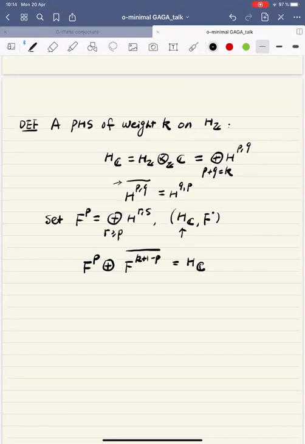So in fact, these two definitions are equivalent. This direction is just given by this, and if you want to go back, you set H^(p,q) to be defined as the intersection of F^p with the conjugate of F^q. Okay.